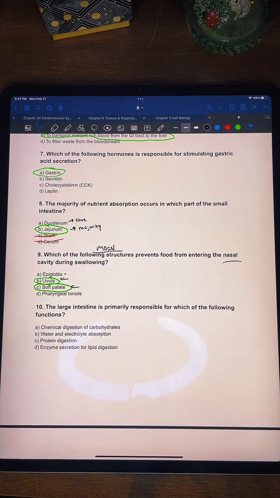What are we thinking here? For number 10.